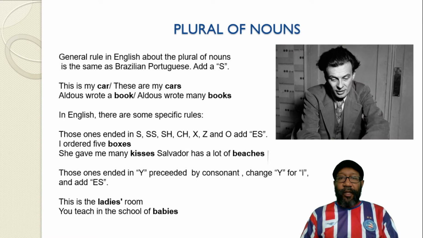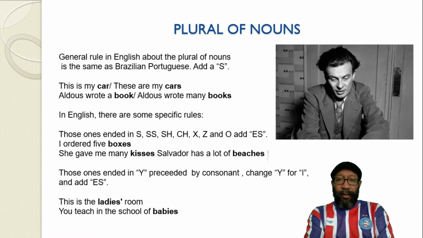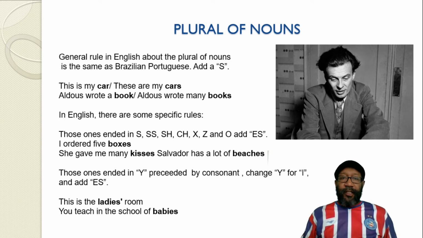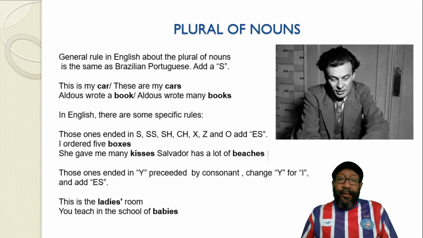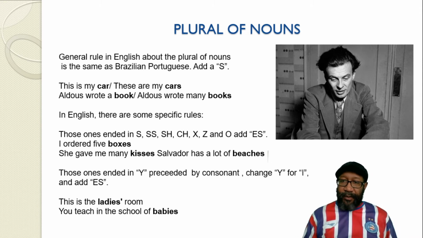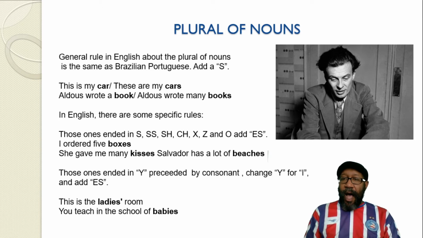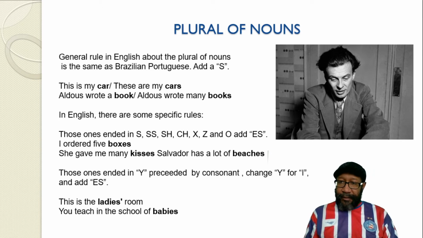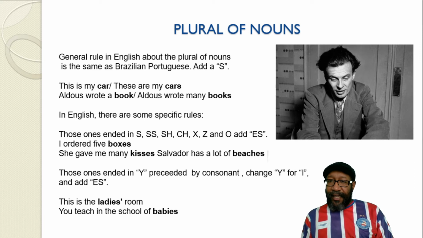Okay, so here we are going to talk about the plural of nouns. The general rule in English is the same as in Brazilian Portuguese. You just add s to the word and then you have the plural. So this is my car. These are my cars, right? Aldous wrote a book. Aldous wrote many books. As you can see here, we have a picture of Aldous Huxley, a British writer, very famous because of his novels about controlling society, things like that.